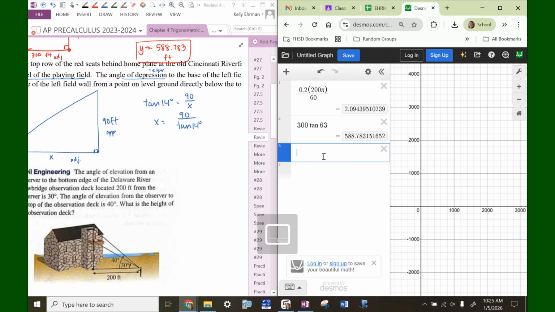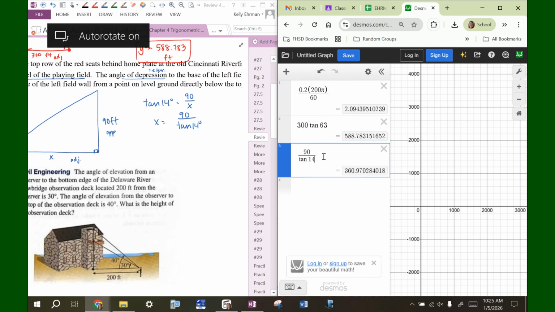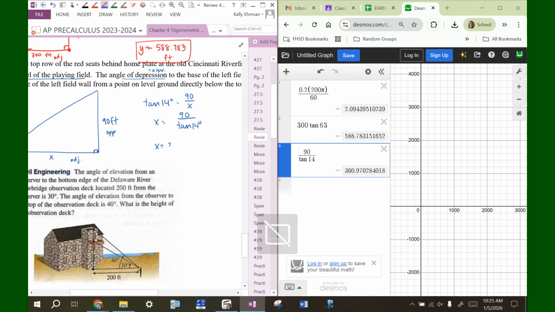So 90 divided by a tangent of 14. And I'm getting that x is approximately 360.970 feet.